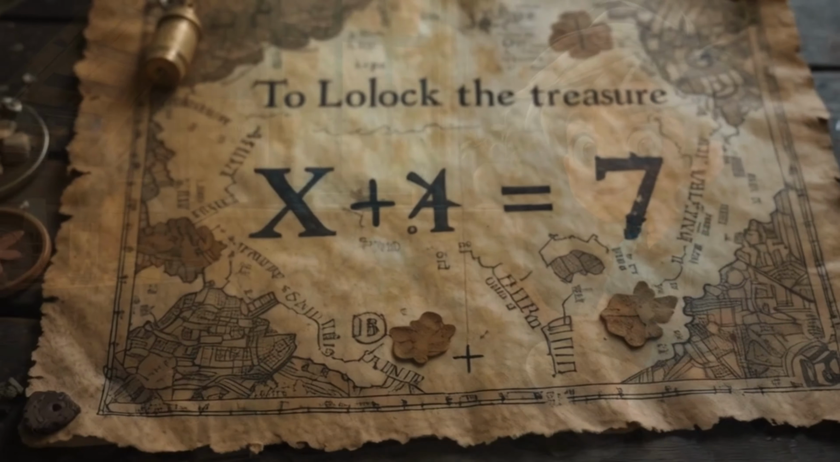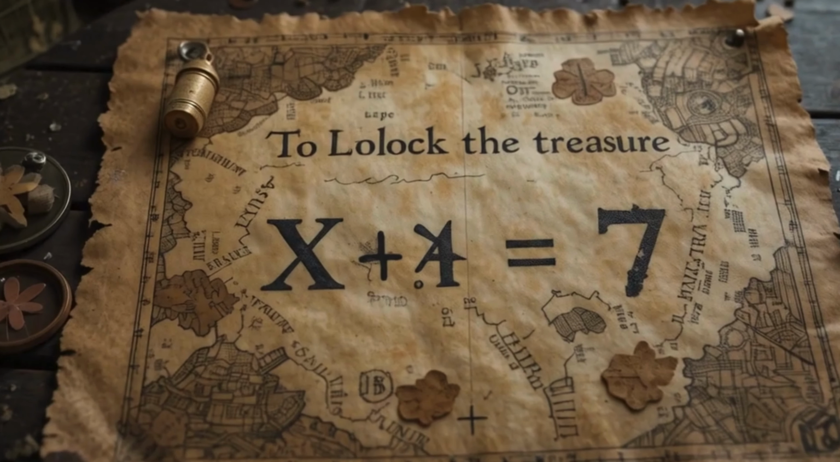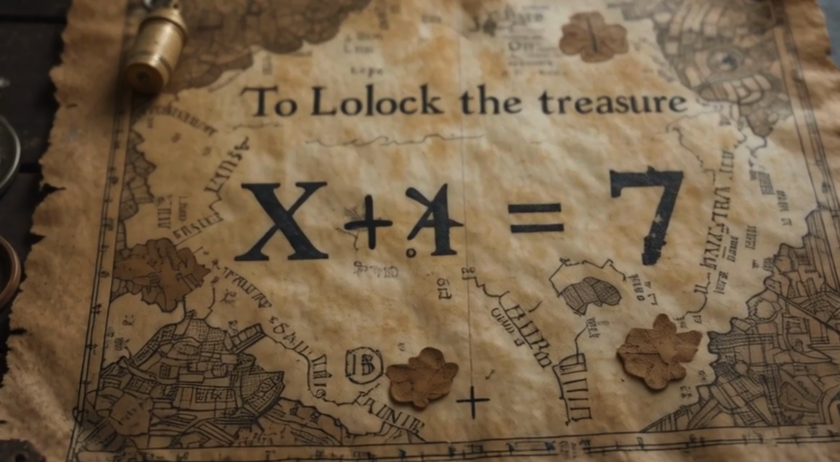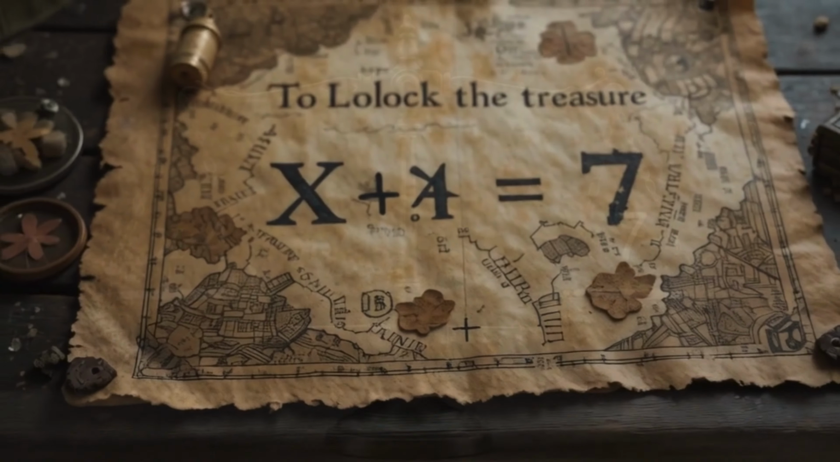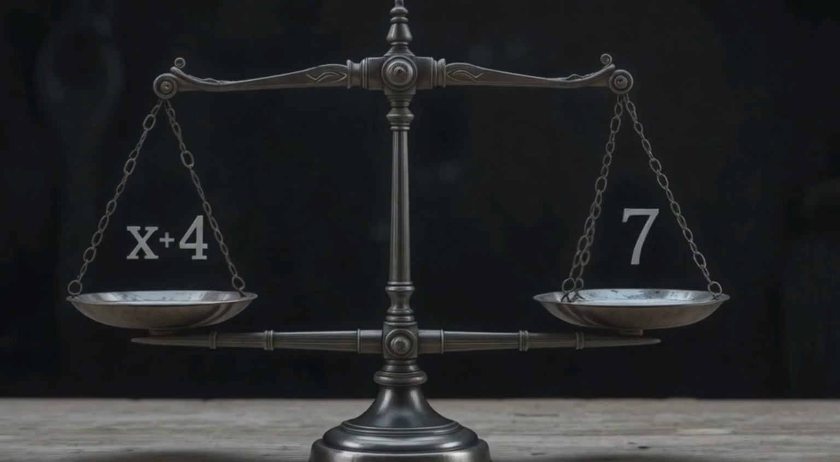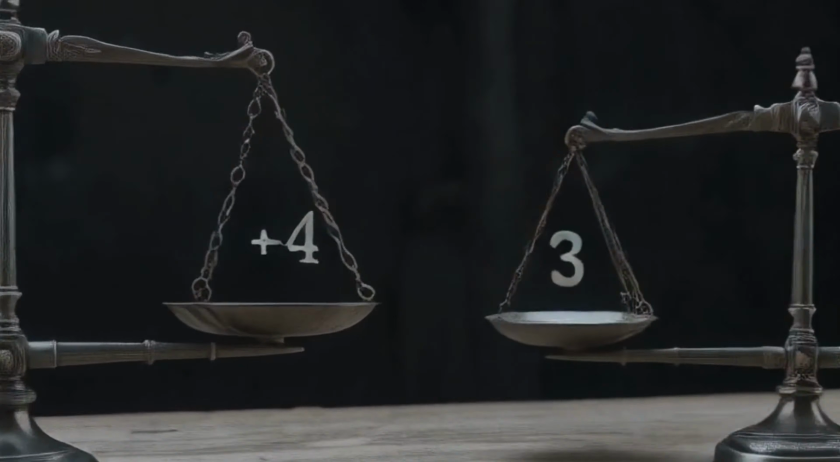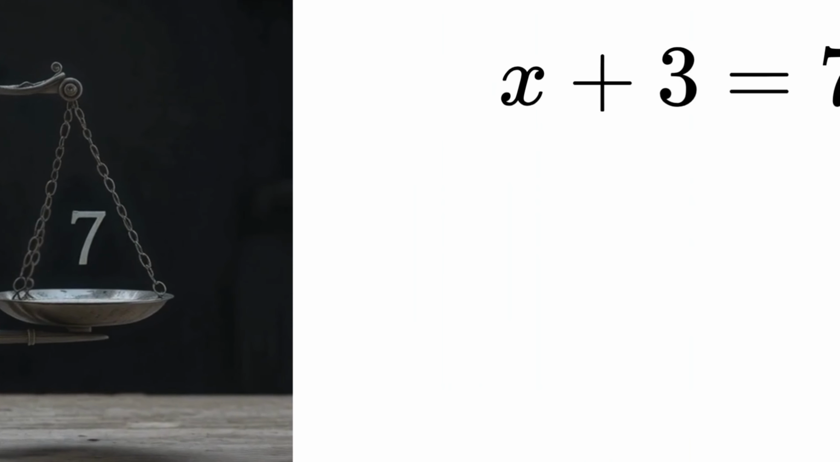The puzzle on the map read, to unlock the treasure, solve x plus 3 equals 7. Alex scratched his head. How do I figure out x? Let's watch till the end to know how he was able to solve this mystery equation and find the treasure.